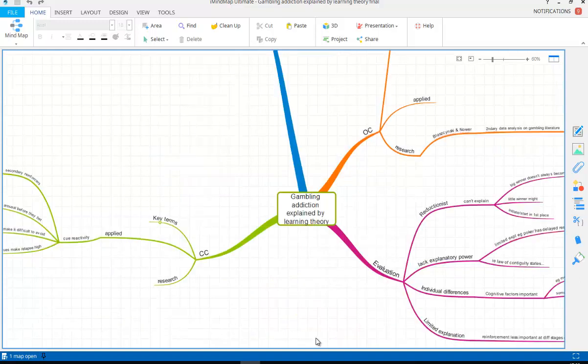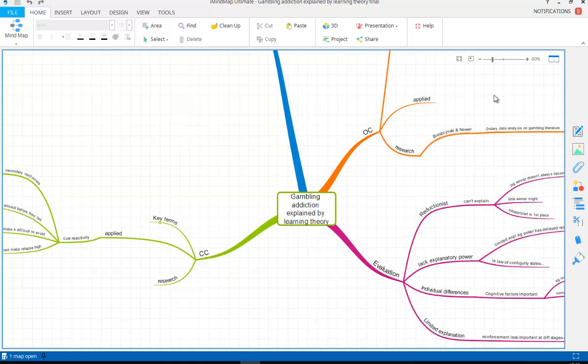Okay, so another Mrs. H psychology. This time it's about gambling addiction for AQA specification, and it's a year two addiction topic. Here we're going to explain gambling addiction using learning theory.